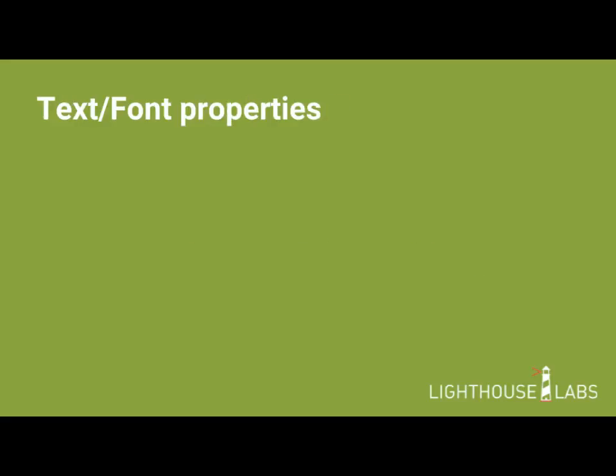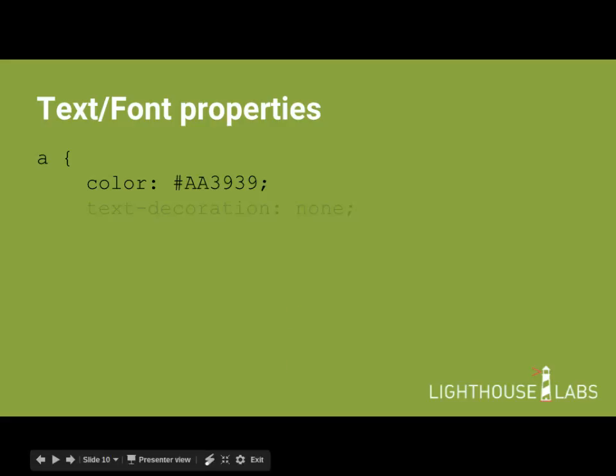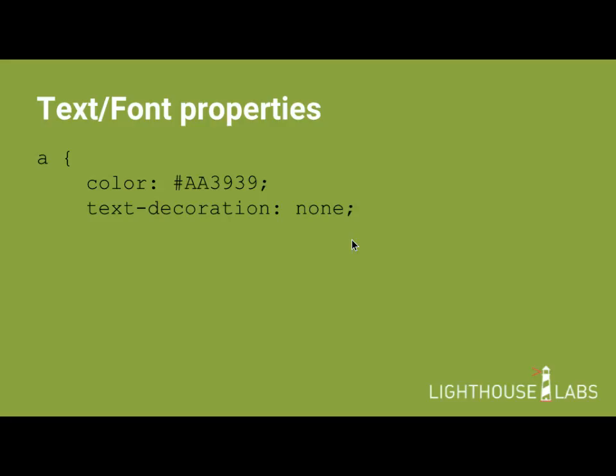Some of the most common ones: text and font properties. A very common thing to do with the A tag, for example. You get pretty tired of that bright blue color, right? So you probably change it to something a little more muted. You take off that little underline, right? The very basic HTML link is going to be colored blue, and it's going to be underlined. We take that away. This is practically the first thing you do if you're doing CSS.